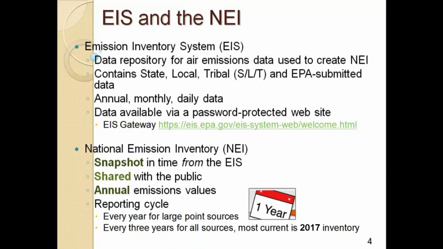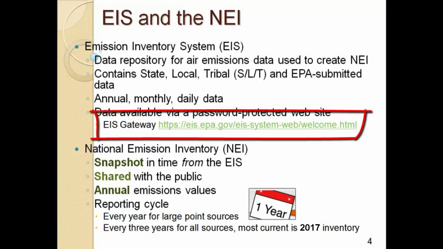So the EIS, which stands for the Emissions Inventory System, is the actual database which holds the emissions data, and that data is used to create the NEI. The EIS can contain annual, monthly, or daily emissions for sources. To see the EIS data, you have to register for an EIS Gateway account, and then you get a username and a password, and you can download data from the EIS Gateway site. This is where the data that we gave you to import into your TEISS projects came from, the EIS Gateway system.